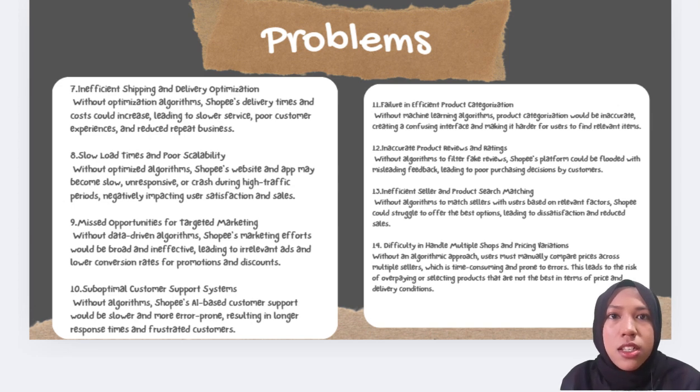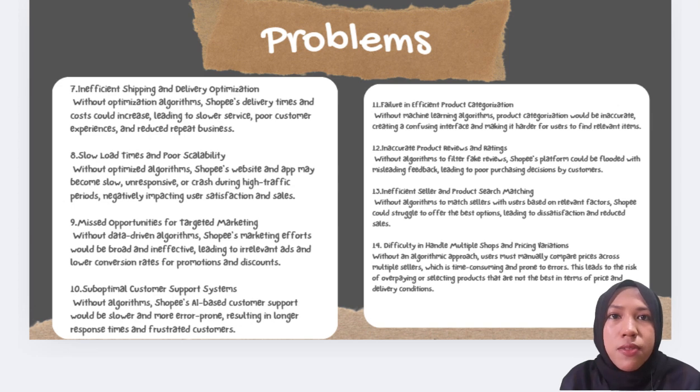12 is inaccurate product reviews and ratings. Without algorithms to filter fake reviews, Shopee's platform could be flooded with misleading feedback, leading to poor purchasing decisions by customers. 13 is inefficient seller and product search matching. Without algorithms to match sellers with users based on relevant factors, Shopee could struggle to offer the best options, leading to dissatisfaction and reduced sales.